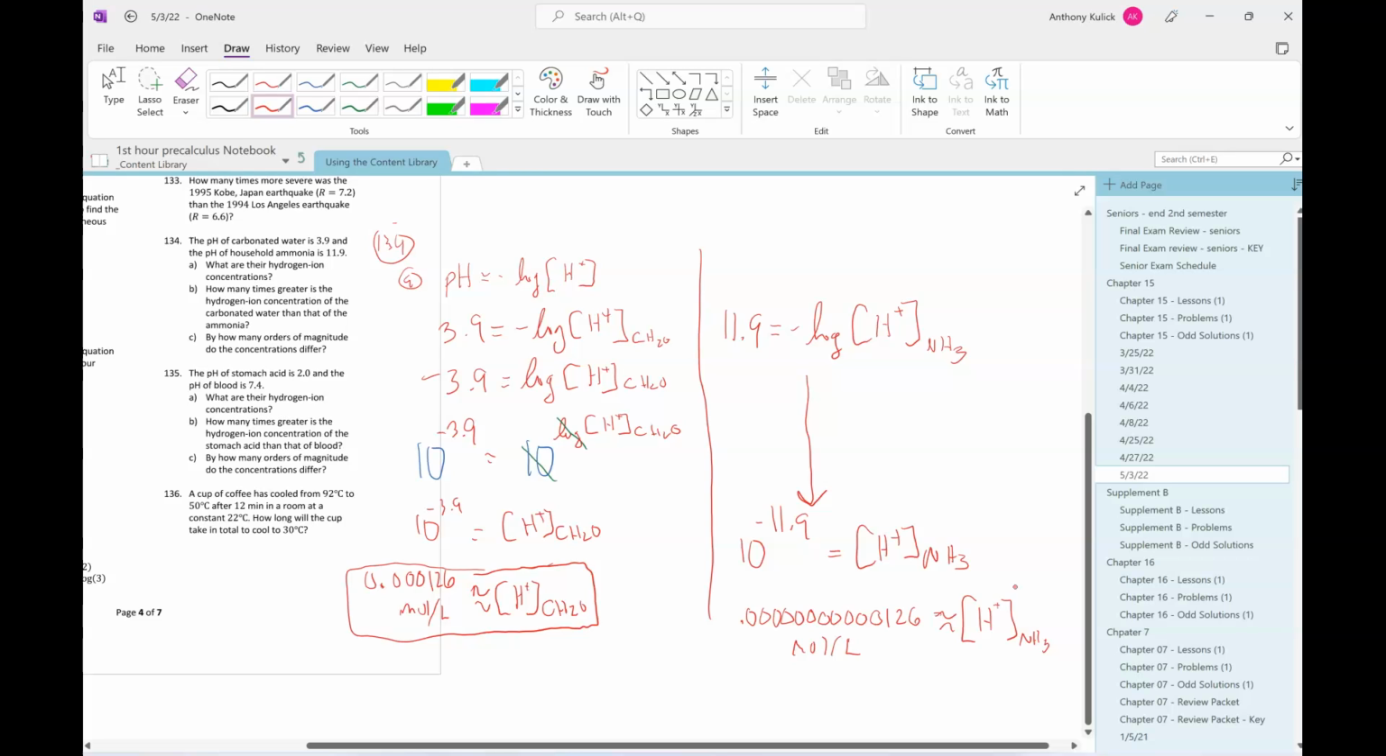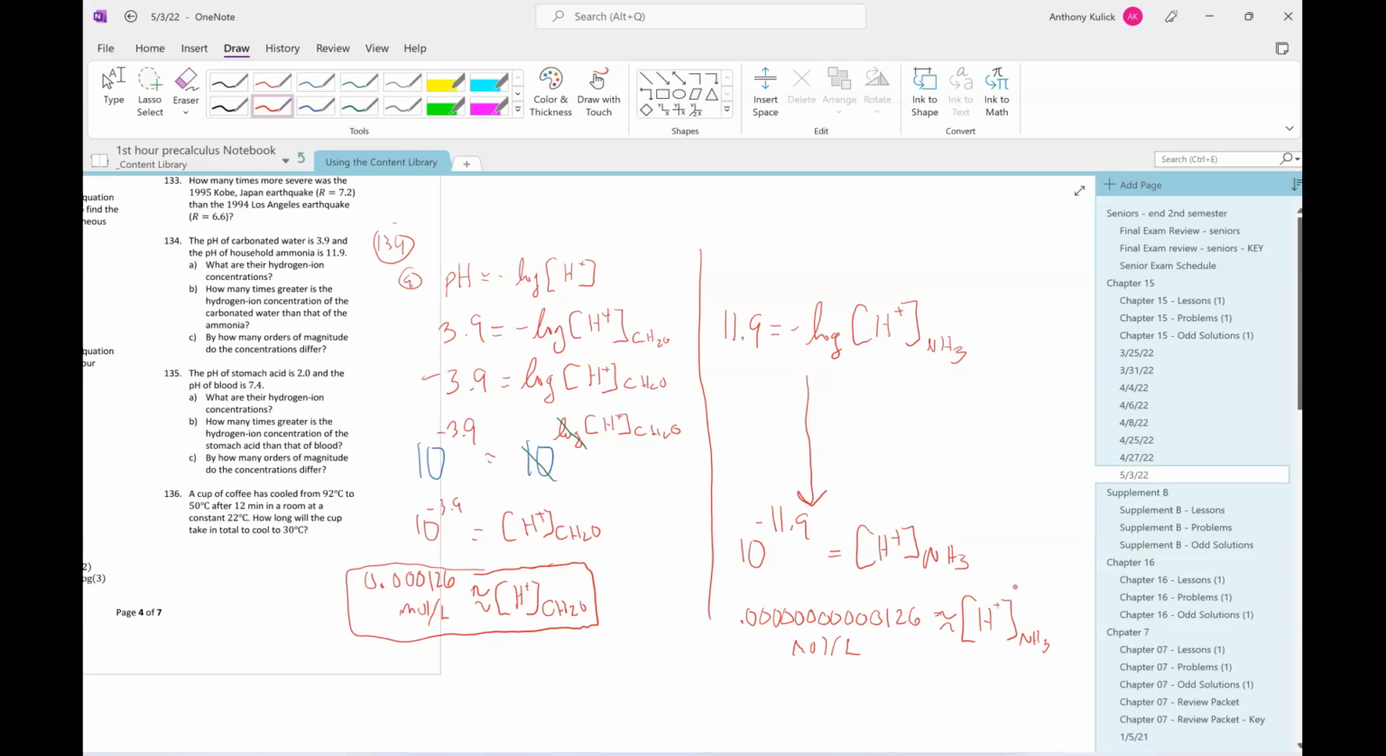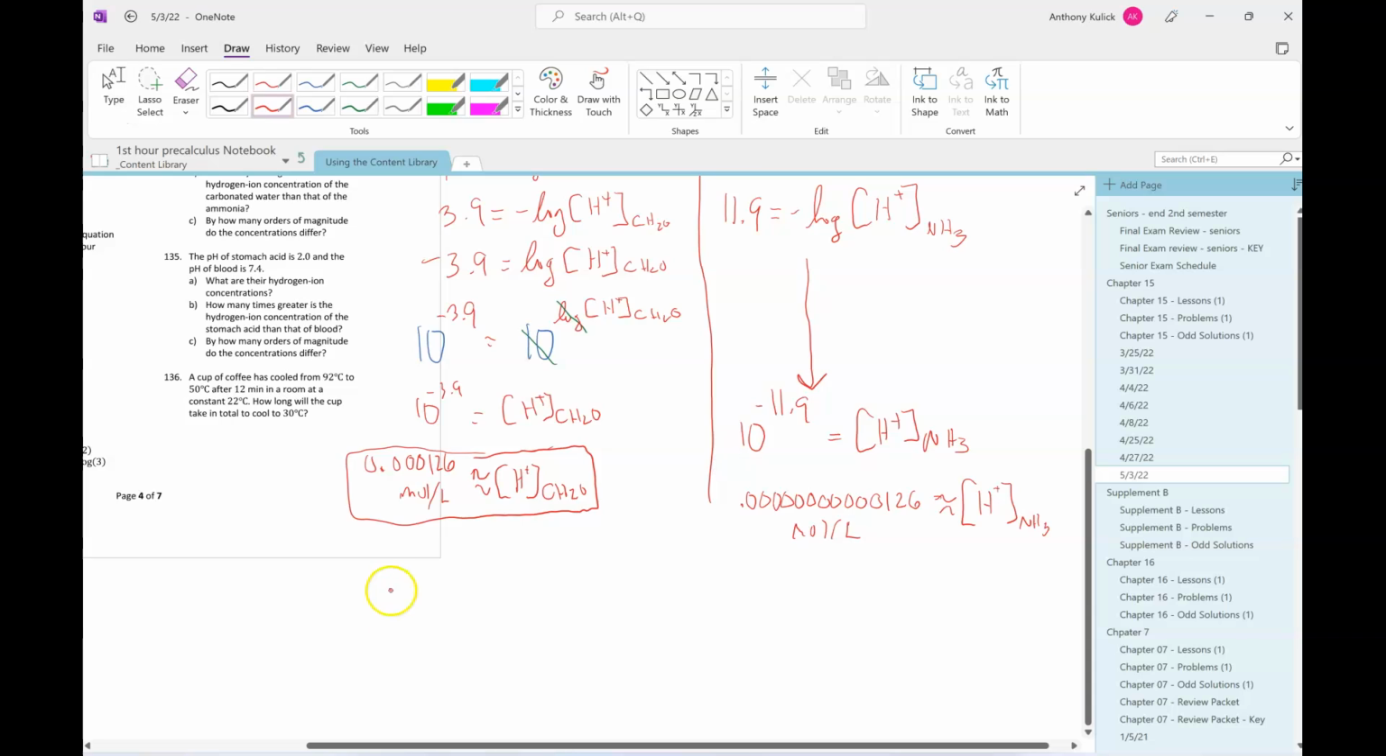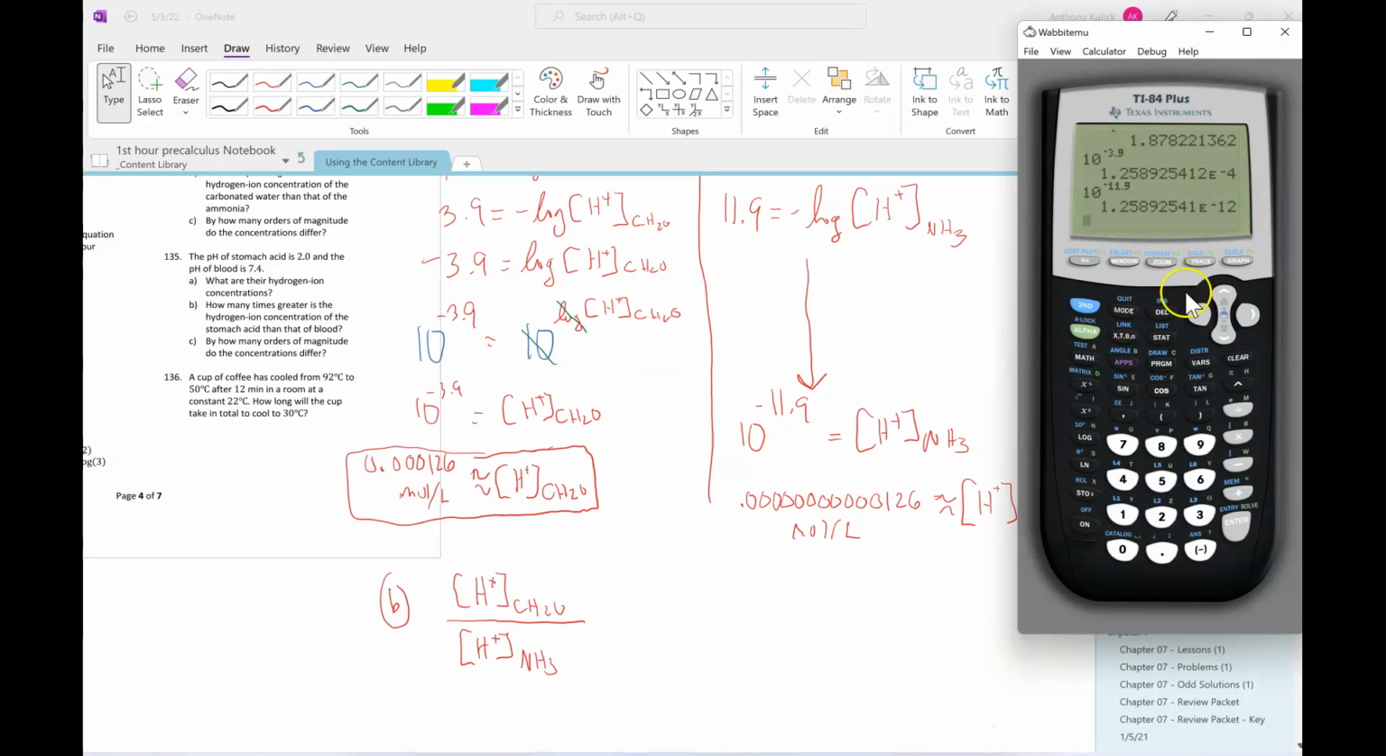Part B, it says, how many times greater is the hydrogen ion concentration in the carbonated water than that of the ammonia? So when we say how many times greater, we're just talking about a division problem. So I'm going to just take the carbonated water concentration, divide by the ammonia concentration. And I'm just going to use my calculator to do that.